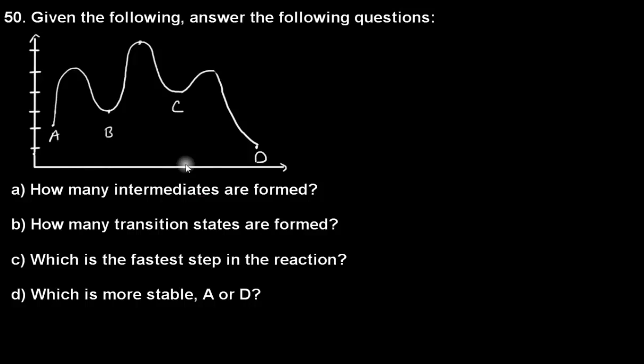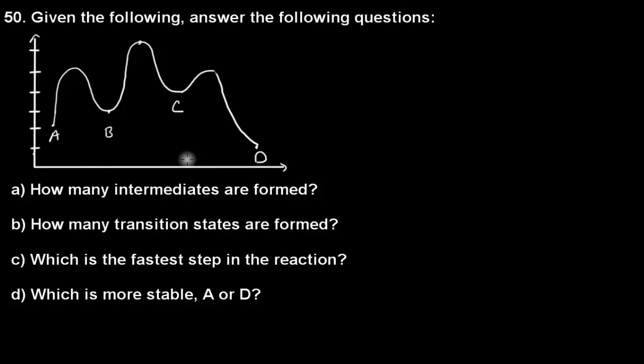Okay, so question 50, given the following free energy diagram, answer the following questions. So this is my approximation of the free energy diagram in your book. And so I'm going to answer the first four questions. The last four questions are a tad bit more challenging, and so you need to try to tackle these on your own. So the first question, how many intermediates are formed?